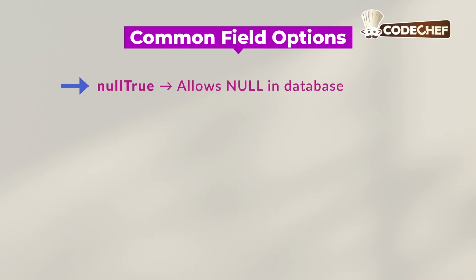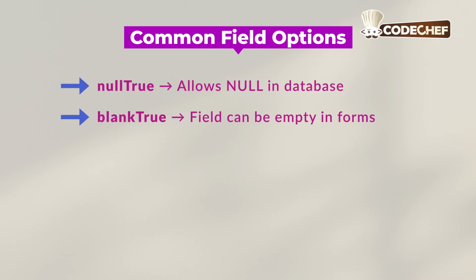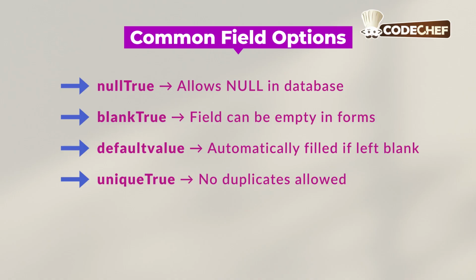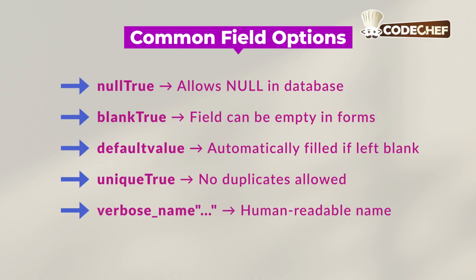So here null controls database level emptiness, while blank controls form validation. Default is used when you want an automatic value, and unique equal to true does not allow any duplicates, and verbose name helps make your field easy to read in Django admins or forms. So we'll take a worked out example on the CodeChef platform in order to understand the usage of various field types and options that are provided by Django.